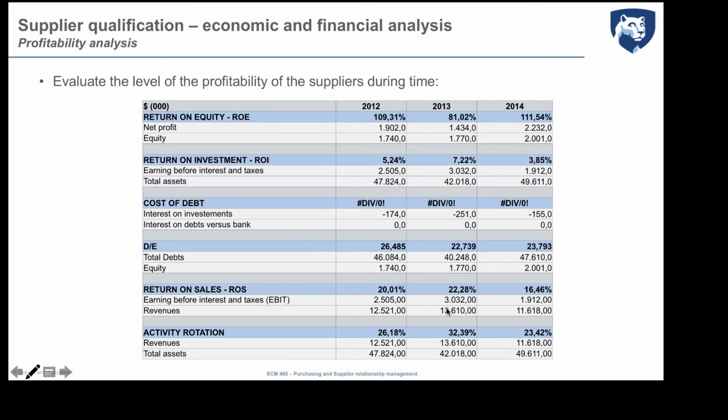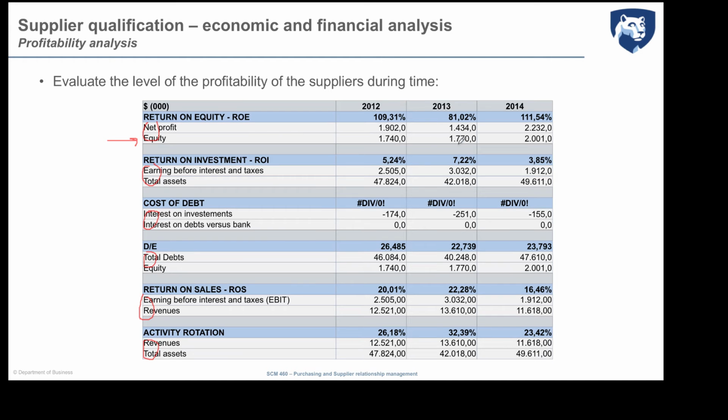Here you find an example of calculation. I don't go through this now because I will go through this in class, but you see exactly the values that I use to calculate the indicators. For example, here you have very huge values. In this case, it's a particular case because the equity is very low for this type of supplier.